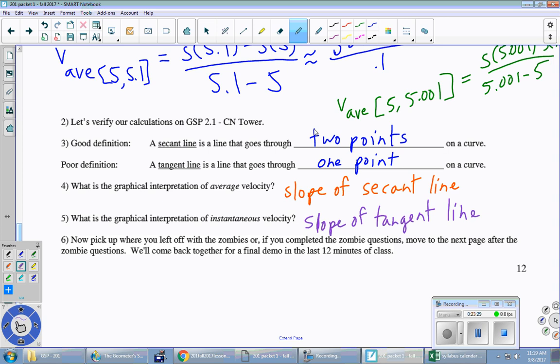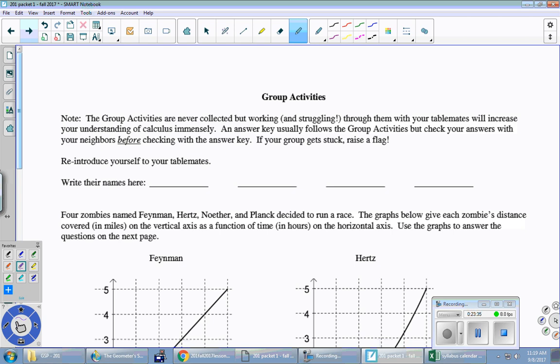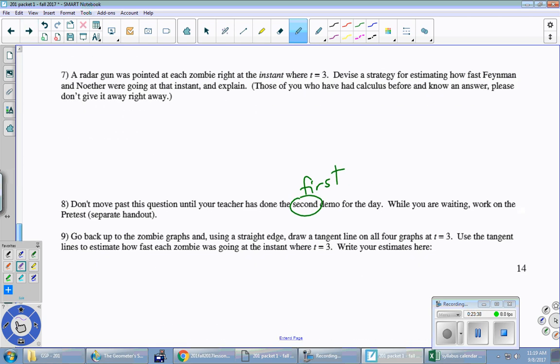All right? So you are going to go back right now to wherever you left off in the zombies. And you are going to finish this page of questions with the zombies, including, you can just ignore number 8 here. Just go right past it, do number 9, go to the next page, do number 10. Just keep going with these questions until I call us back together with about 12 minutes left in class today.